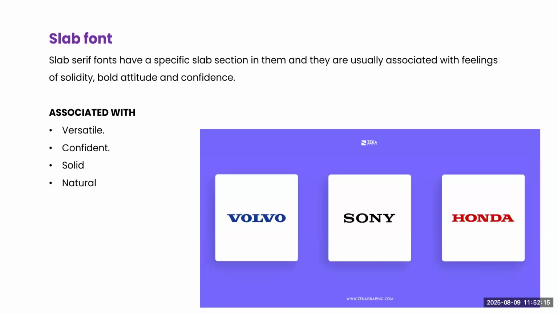But there is also something called slab fonts. It has specific slab sections and they are bold serif fonts. We call them slab fonts. Slab fonts කියන්නේ serif fonts වල bold එක. මේ Sony, Honda, Volvo වගේ logos වල තියෙන මේ font style එක. So we can show confident, solid nature from this slab font, right?